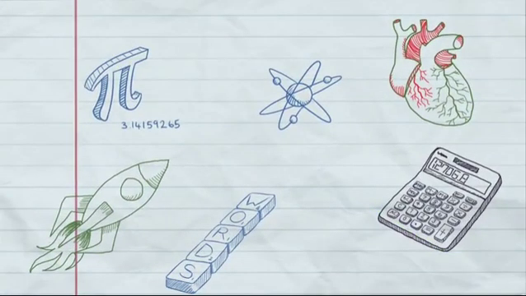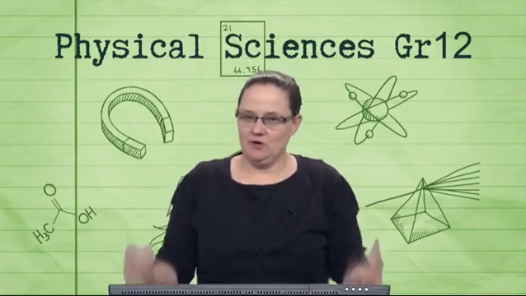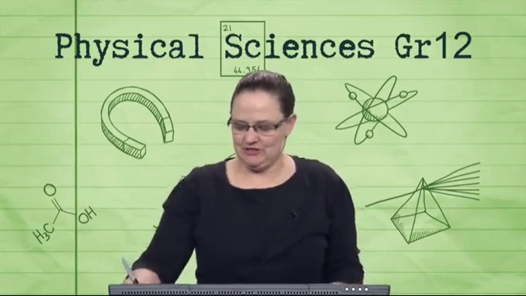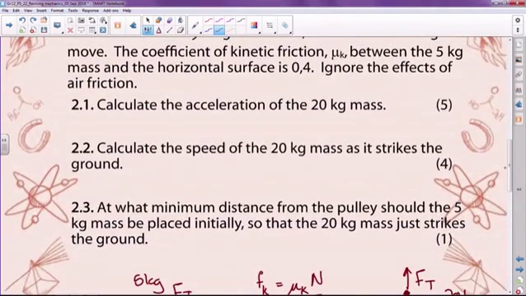Okay, so grade 12s. We know the acceleration. We're coming back to the question. Now I've got 2 more questions, and I'm going to ask you to do both of these together. It says, calculate the speed of the 20 kilogram mass as it strikes the ground. Now remember, they were initially stationary. And at what minimum distance from the pulley should the 5 kilogram be placed initially?